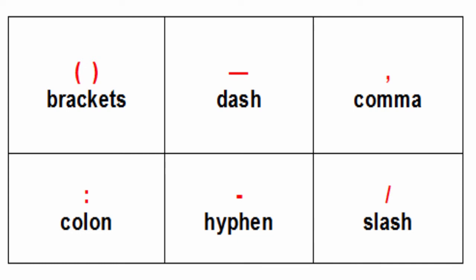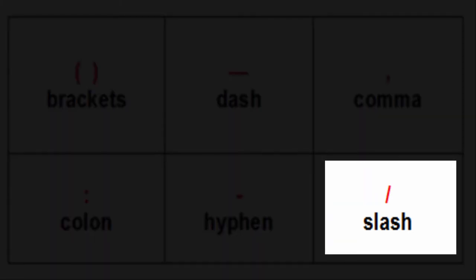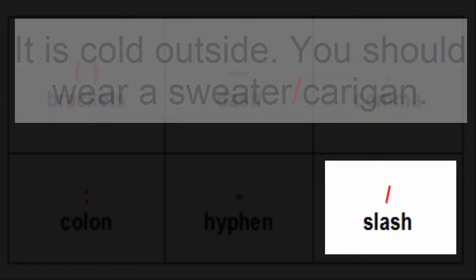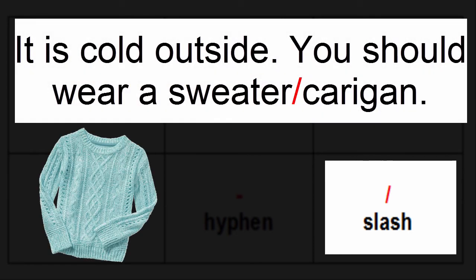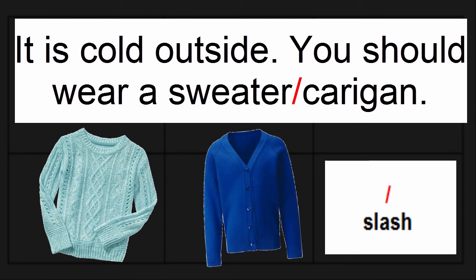Finally, writers use slashes to signal alternate words that can fit both equally well into a sentence. For example, it is cold outside. You should wear a sweater or a cardigan. Slashes tell us to pause and notice how either word can fit in the sentence.